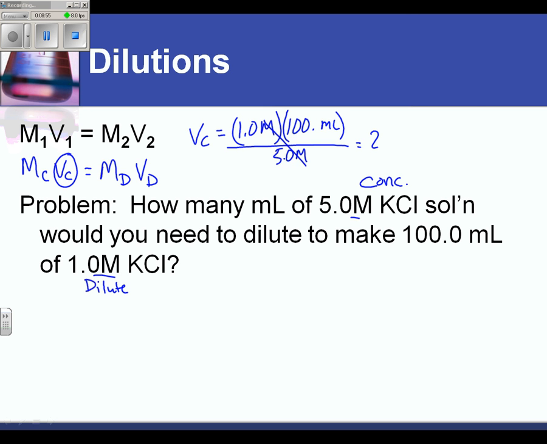So I need to add 20 milliliters of my concentrated solution to a 100 milliliter volumetric flask, and then I need to fill it up with water to the 100 milliliter line mark. Again, these types of problems will be found on the AP exam. You will have to do them as you go into chemistry labs and making those dilutions.